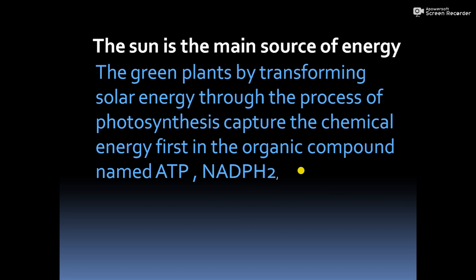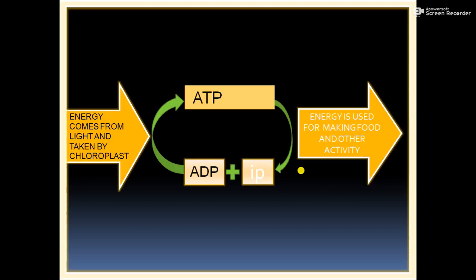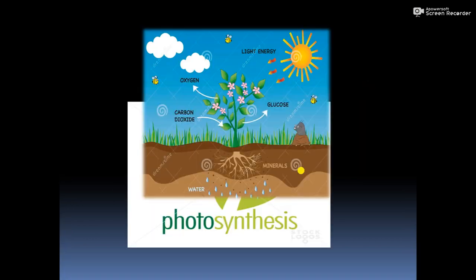And we know the sun is the main source of our energy. The green plants, by transforming solar energy through the process of photosynthesis, capture the chemical energy first in the organic compounds named ATP and NADH2. So energy comes from the light and is taken by chloroplast, and ADP and inorganic phosphate together form ATP, and this ATP energy is used for making food and other activities for plants.